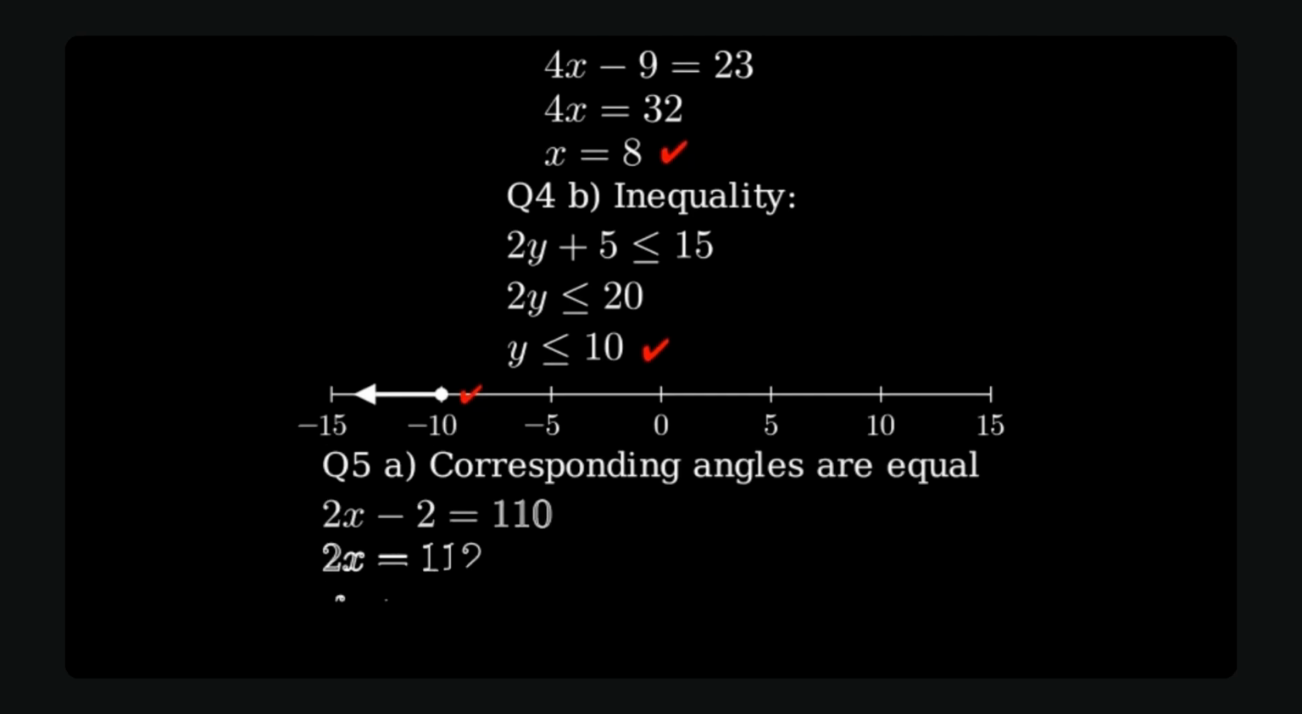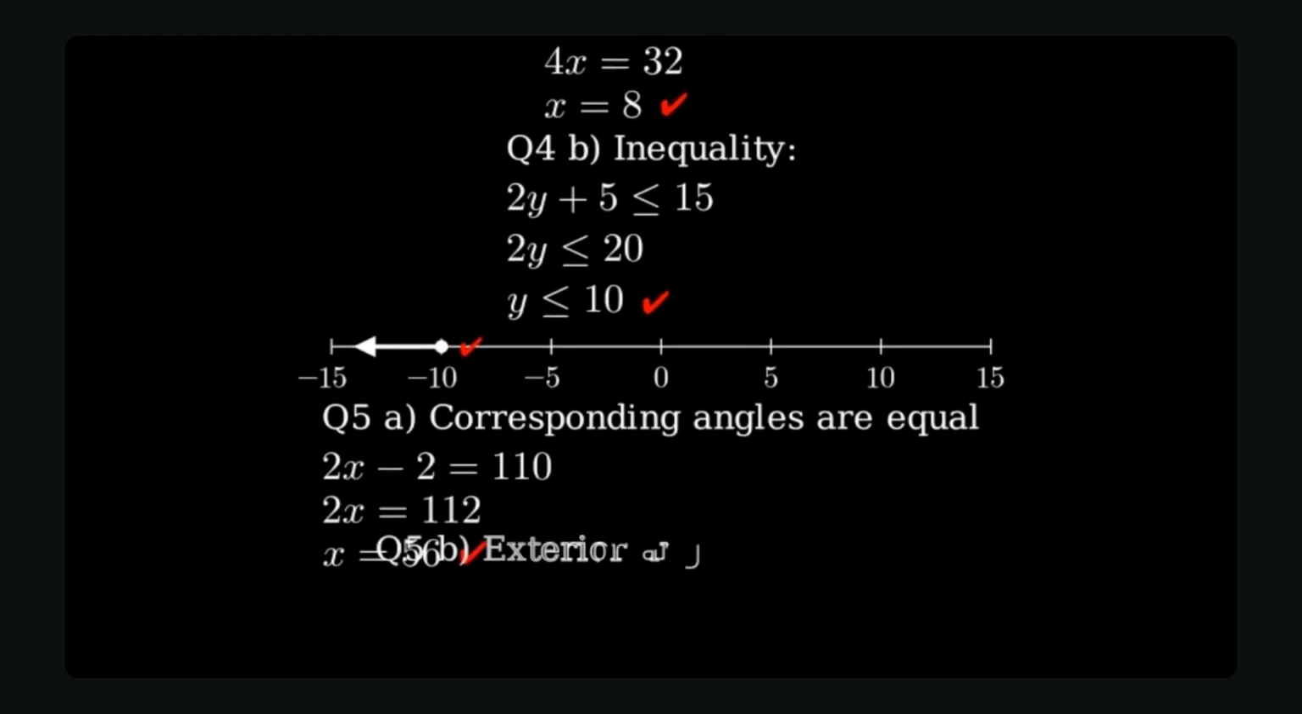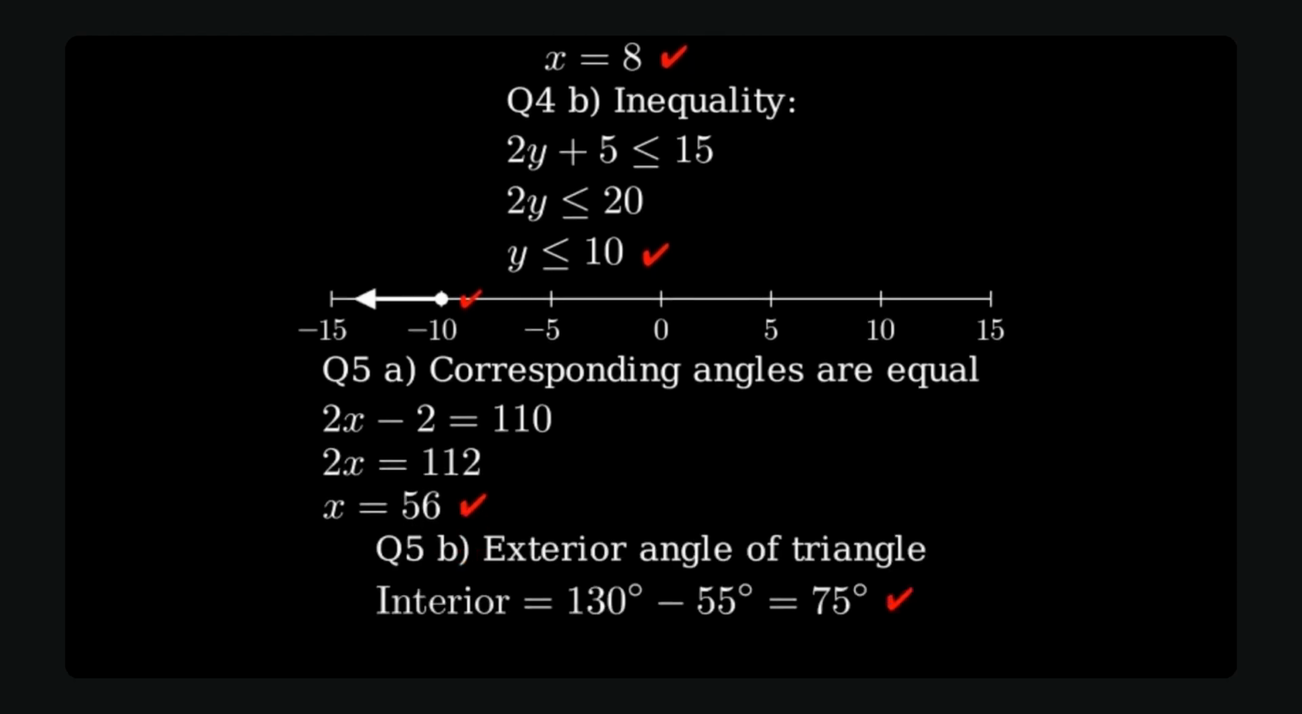Question 5A. 2 parallel lines are cut by a transversal. One interior angle is 110 degrees. The corresponding angle x also equals 110 degrees. Solve 2x minus 2 equals 110, giving x equals 56. Question 5B. The exterior angle is 130 degrees, and one opposite interior angle is 55 degrees. The other opposite interior angle is 130 minus 55, which is 75 degrees.